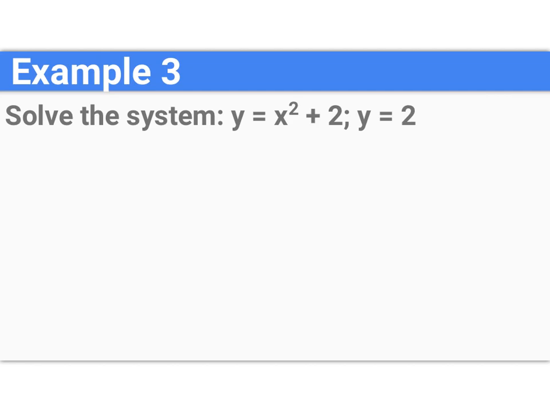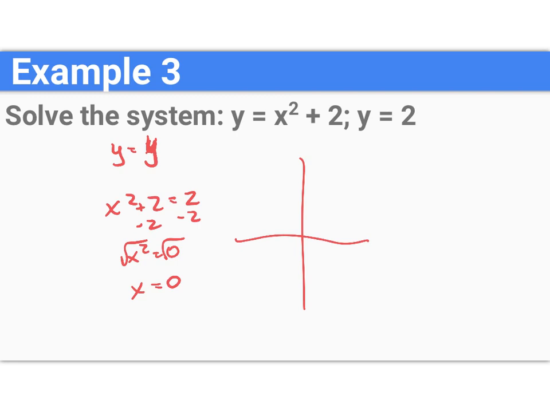Basically, what you're doing, because y equals y, is you're taking x squared plus 2 equals 2. Subtract 2 from both sides. You get x squared equals 0. You take the square root of both sides, and you get x equals 0. You get one root. And what does that tell you? That if this is your parabola, the line is going to cross right there. There you go. That's all you do.